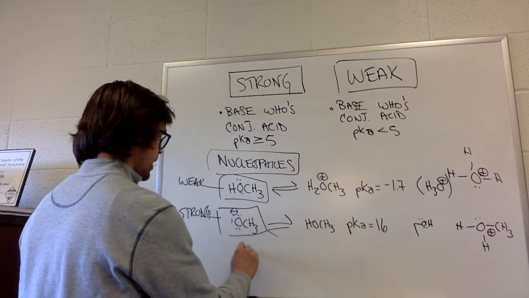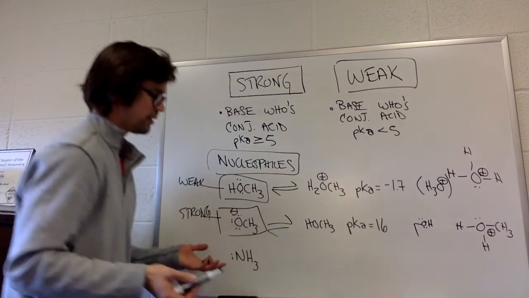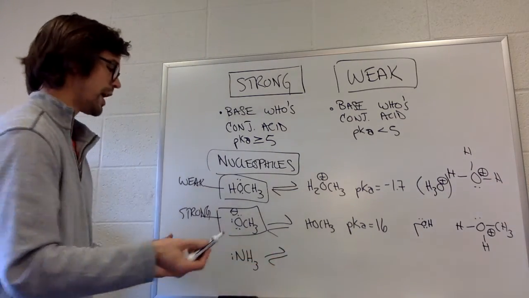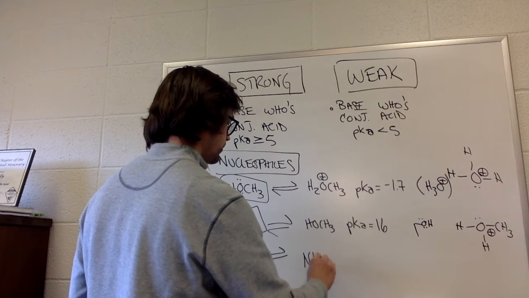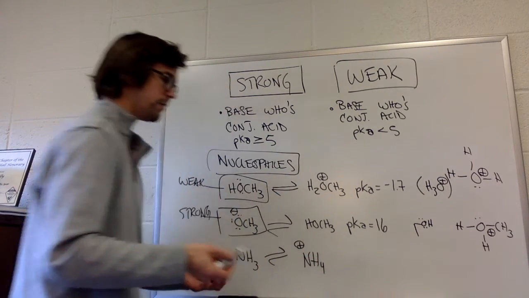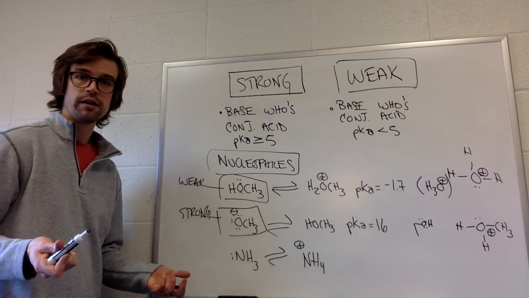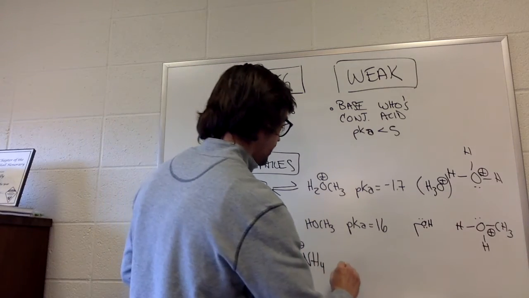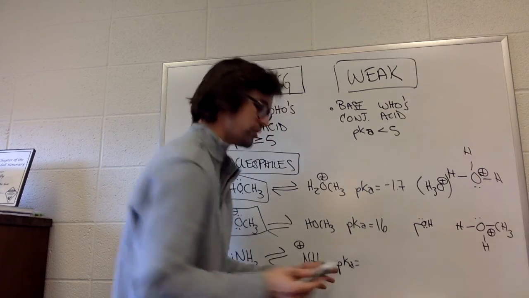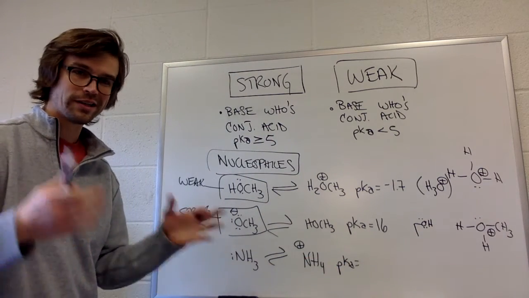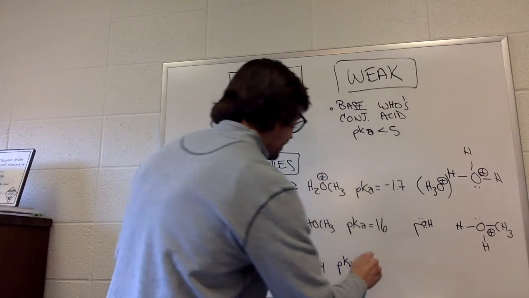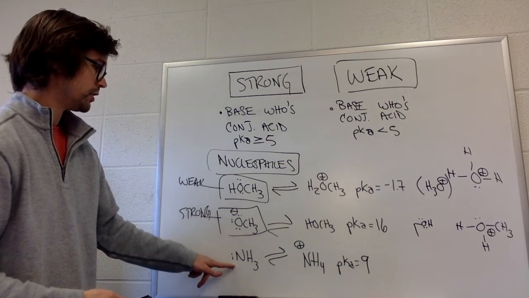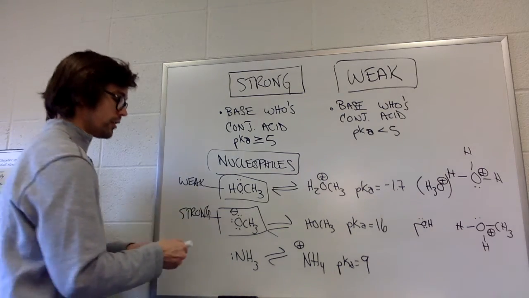Let's do another one. NH3 by itself, okay? What's its conjugate acid look like? It looks like NH4 plus. This is another one that was on that pKa list. Actually, it wasn't directly on there. I added it because I knew that it would be helpful. And it has a pKa of 9. So this, just like this one, is a strong nucleophile.